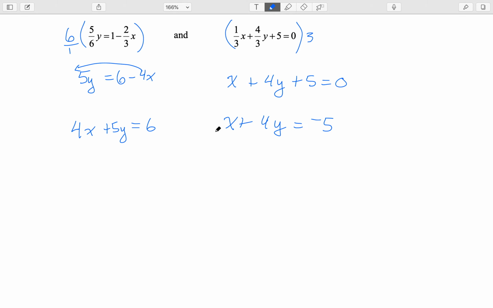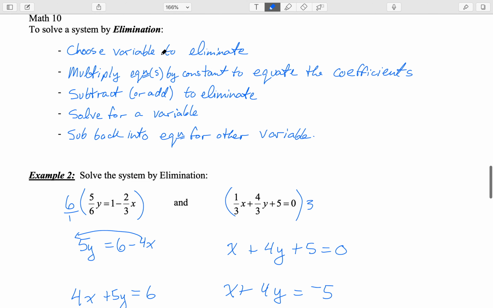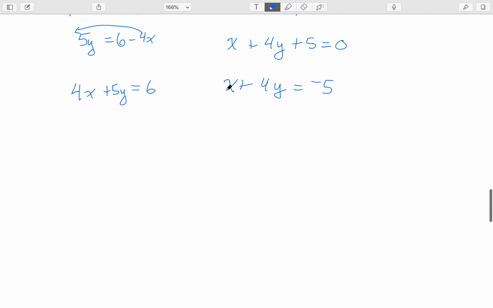So now I'm kind of ready. I can either get rid of the x's or the y's or whatever. I want to choose a variable I want to eliminate. 1x, 4x. That's an easy one. If I times this by 4, then I've equated the x's. If I wanted to do it for the y's, 5y and 4y, I got to make them both 20. So this one times 5, this one by... let's get rid of the x's.